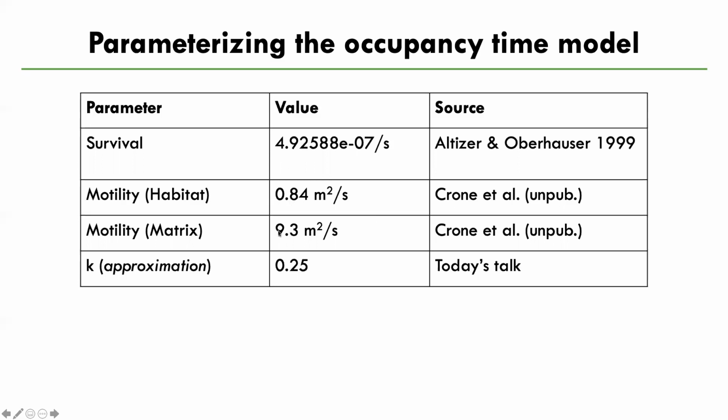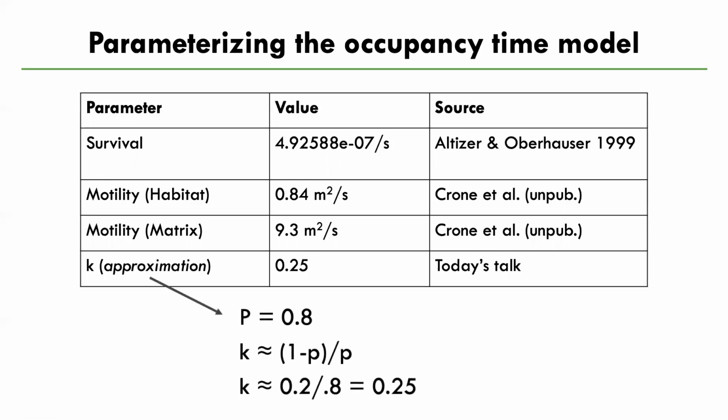You can see that motility is about 10 times higher in the matrix, so the monarchs slow down when they're near host plant. And we have our approximation of K, which is 0.25. The way we approximate this is by taking our preference, which is 0.8, and the preference for habitat can be converted into K approximately by taking the ratio of the preference for matrix to the preference for habitat. So here that's 0.2 over 0.8, and that equals 0.25.